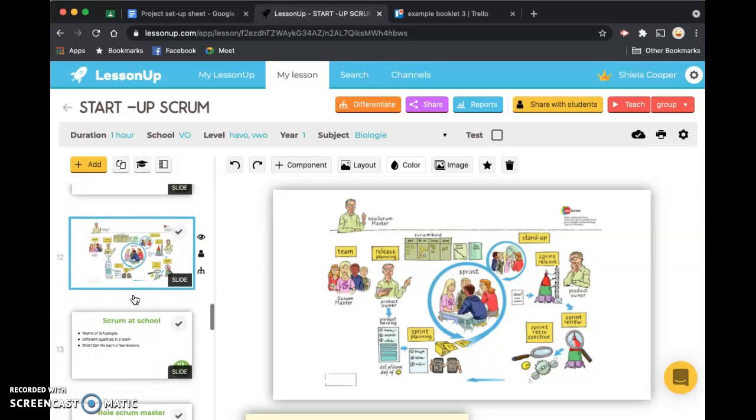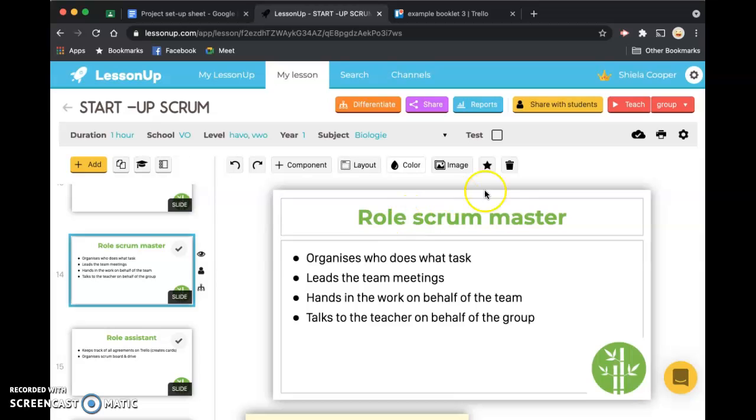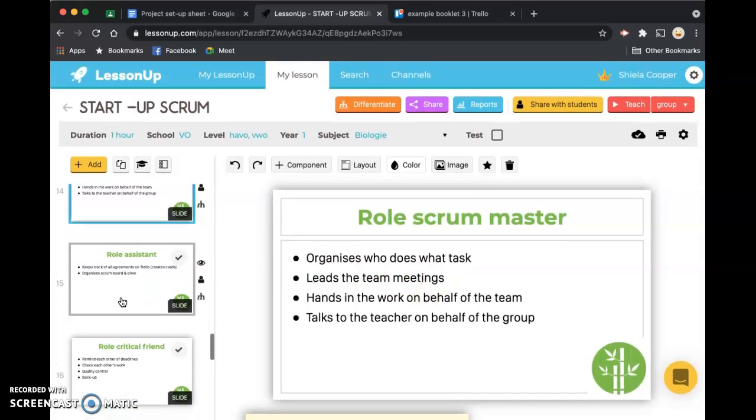Now there's going to be one person who's going to be handing in the work on behalf of the group. This is the Scrum Master. So each sprint there is someone else in charge of the team, which is the Scrum Master. So they organize who does what. They lead the team meetings. They make sure that everybody has a chance to speak. And you hand in the work on behalf of the team, and you're also the person who speaks to me on behalf of the team.